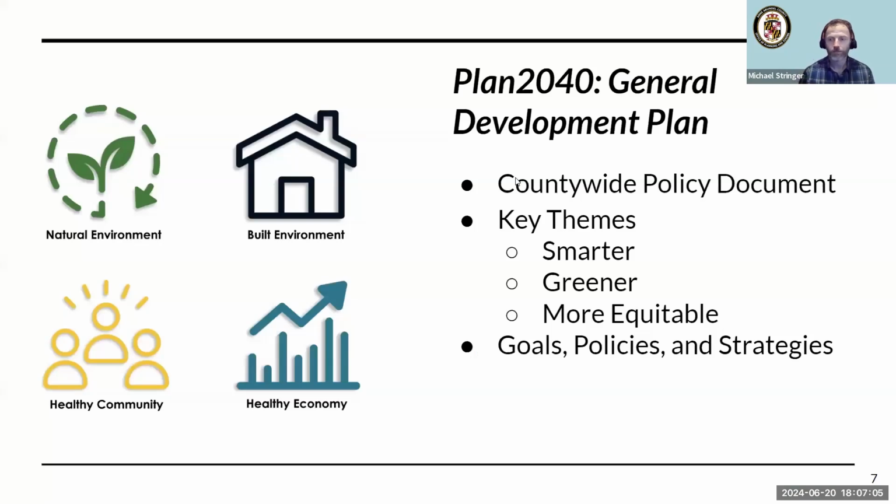Next slide, please. So the general development plan for the county, the most recent one was adopted by the County Council in 2021. It was called Plan 2040. And this is a countywide policy document for land use. It looks over a 20-year time horizon. It includes a vision, goals, policies, and strategies to implement them, and addresses land use and land use related topics like water resources, open space, transportation, housing, recreation and parks, economic development. The topics are organized into 4 major chapters that are listed here: the natural environment, built environment, healthy community, and healthy economy.